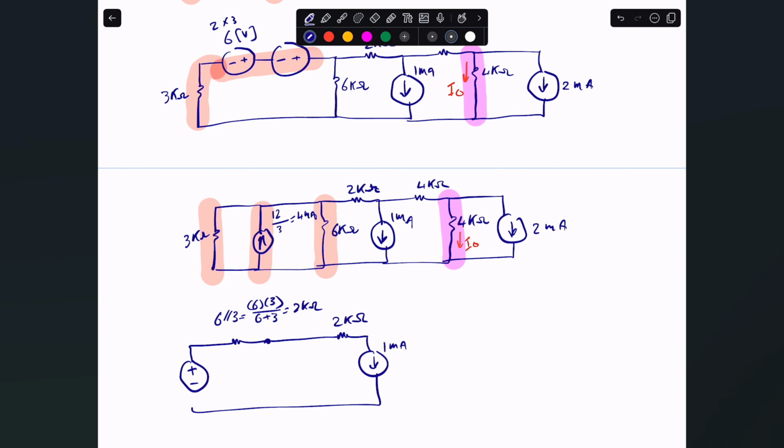Before I forget, let's compute the value of this voltage source in here, the one we converted. The resistor that is 6 and 3 in parallel becomes 2, and I have this as a 4.